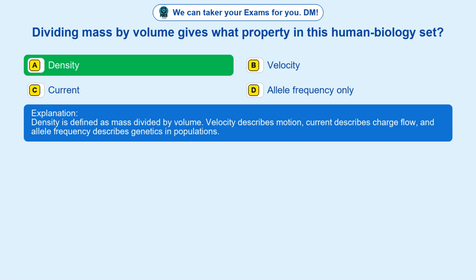Density is defined as mass divided by volume. Velocity describes motion, current describes charge flow, and allele frequency describes genetics in populations.